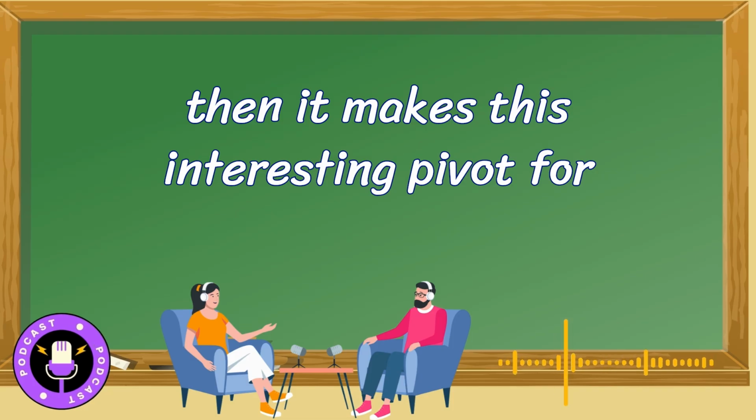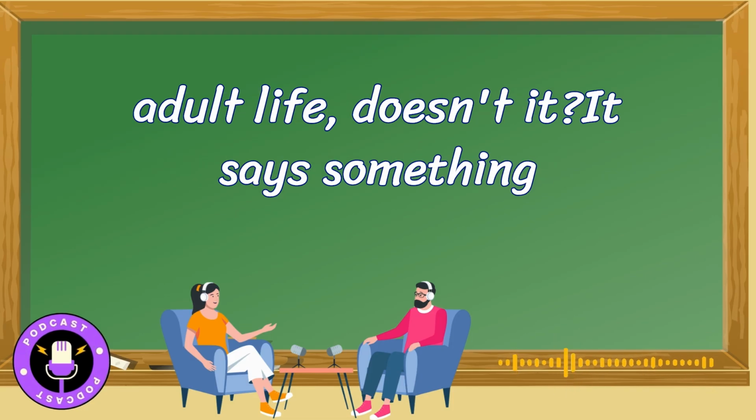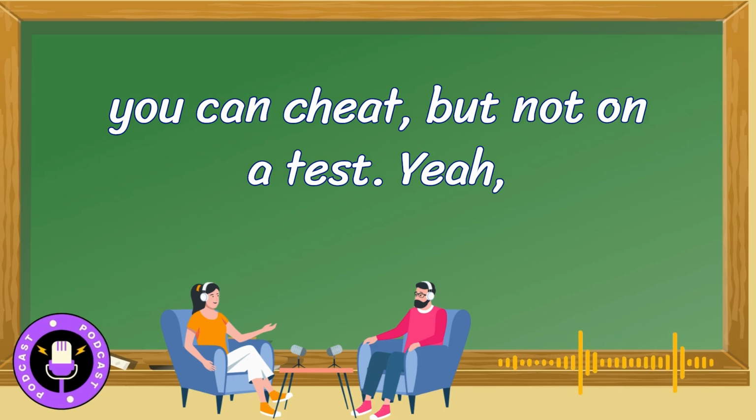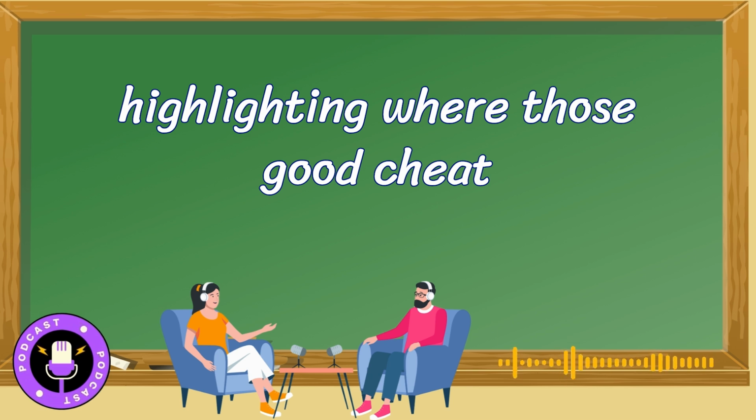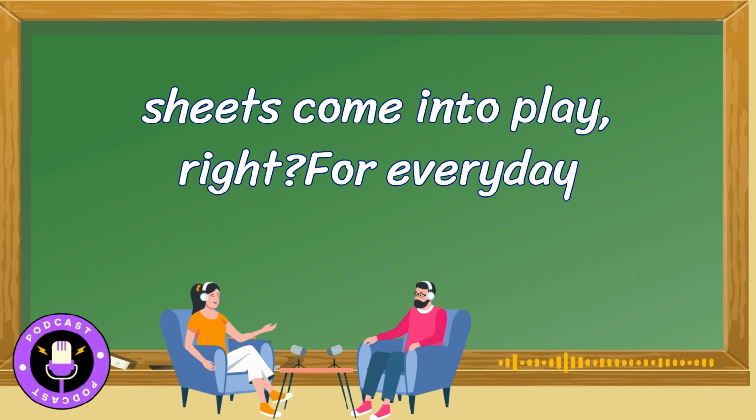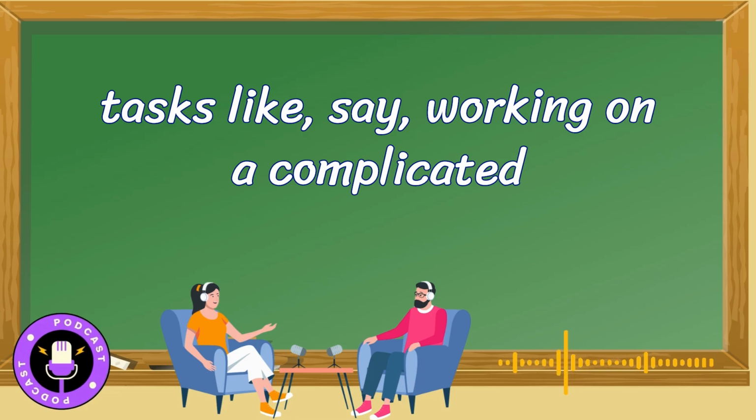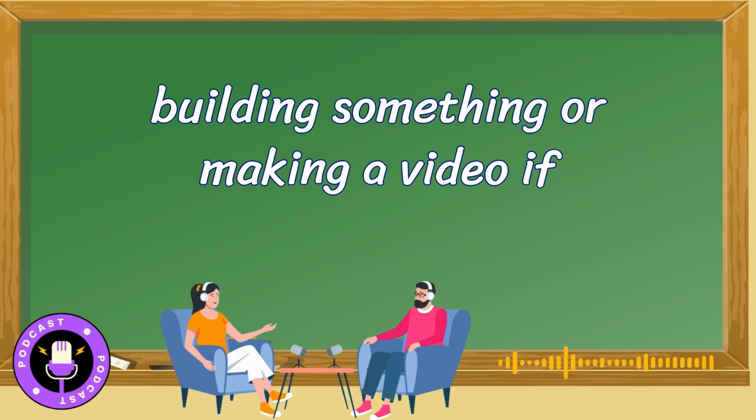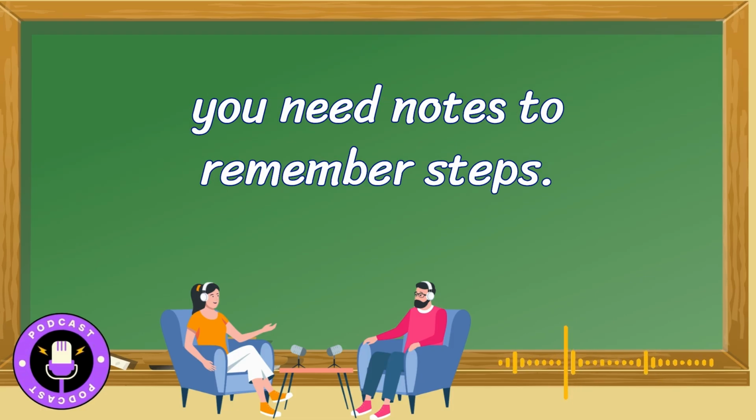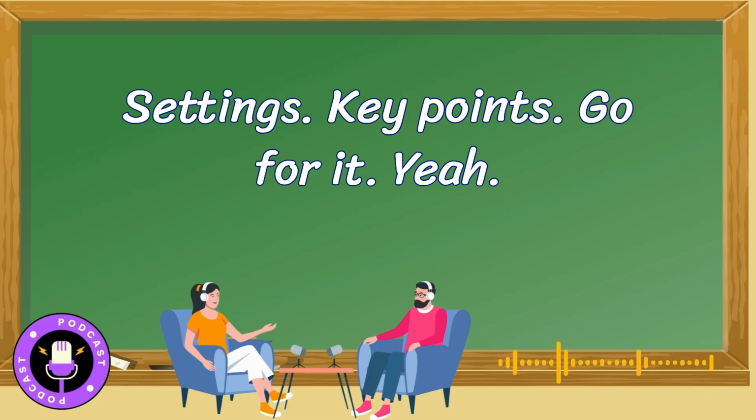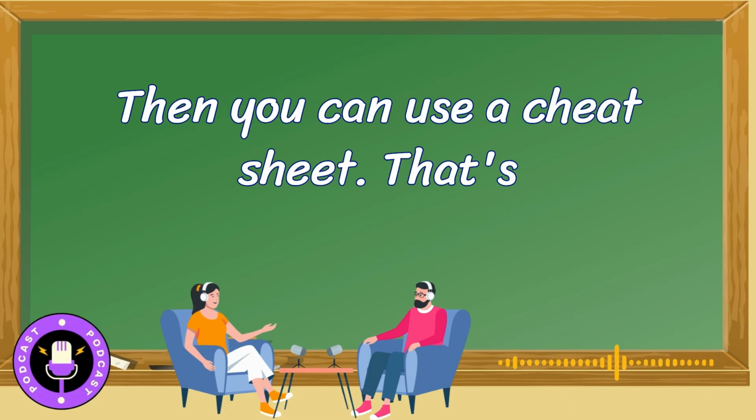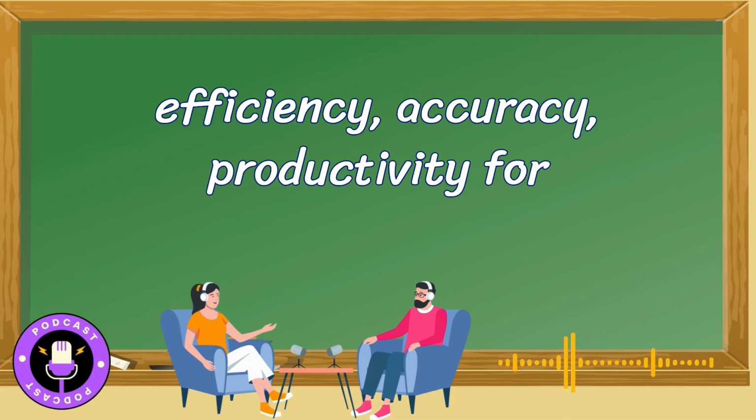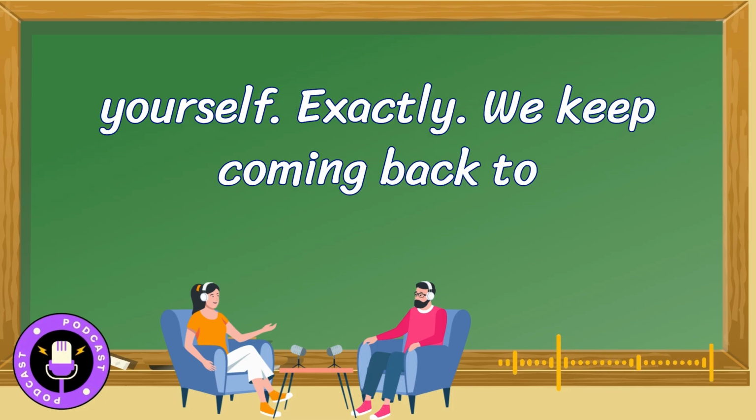But then it makes this interesting pivot for adult life, doesn't it? And says something like, when you're an adult, that's when you can cheat, but not on a test. Yeah, that phrasing is interesting. It's highlighting where those good cheat sheets come into play. Right. For everyday tasks like working on a complicated project at work, or even a hobby like building something or making a video, if you need notes to remember steps, settings, key points, go for it. Then you can use a cheat sheet that's okay, nobody gets hurt. The intent is completely different. It's about efficiency, accuracy, productivity for yourself.